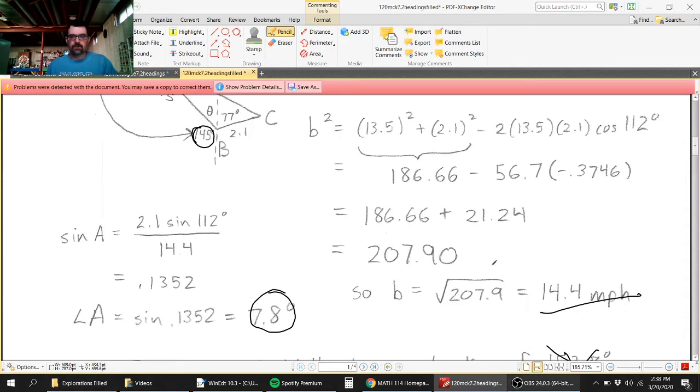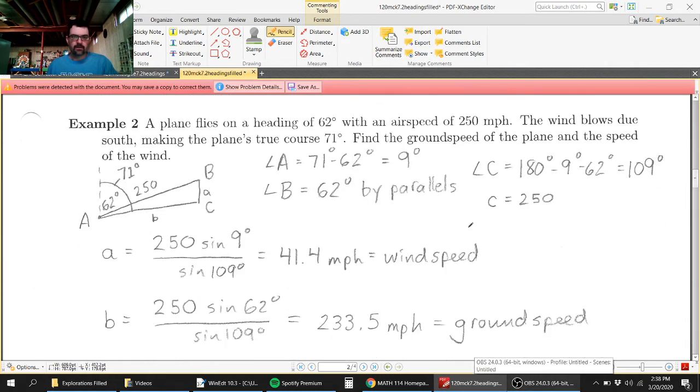So, going back here, here's that similar sort of picture. Angle A is 9, like we said. Angle B is 62 by parallels and alternate interior angles. So angle C, the third angle, we can figure out. And after that, figuring out side lengths is the law of sines like we've done so many times before. So little a, the wind speed, and then little b, the actual speed or the speed relative to the ground for our plane. And that's how it goes.